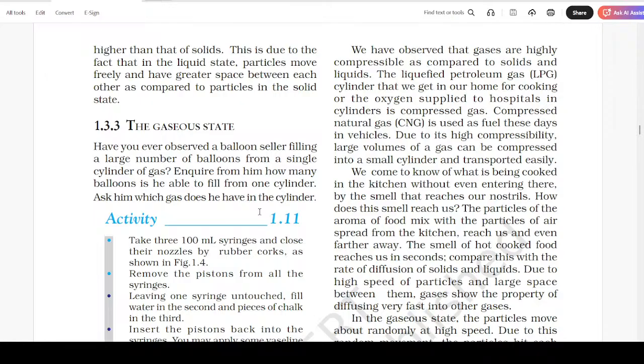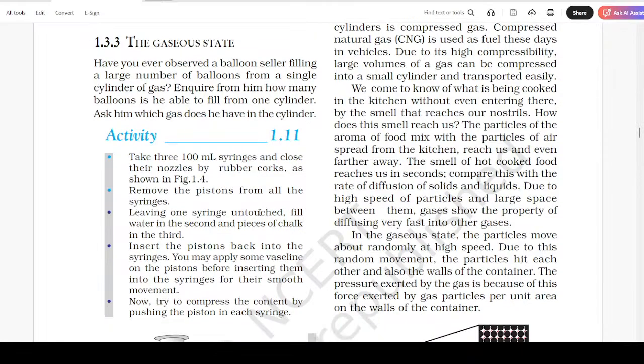The gaseous state. Have you ever observed a balloon seller filling a large number of balloons from a single cylinder of gas? Inquire from him how many balloons he is able to fill from any cylinder. Ask him which gas he has in the cylinder. Take 300 ml syringes and close their nozzles with rubber corks as shown. Remove the piston from all the syringes, leaving one syringe untouched.